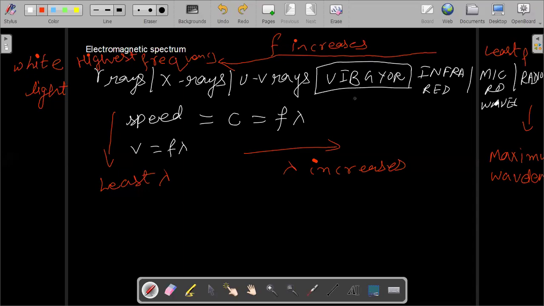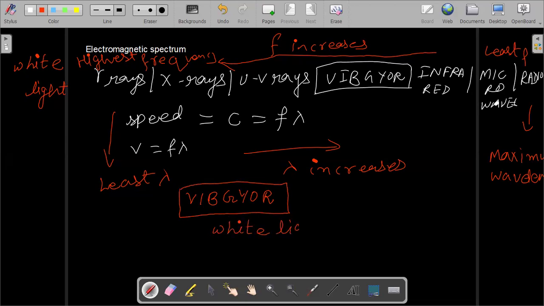Finally, we have the Vibgyor. Our Vibgyor is also called the spectrum of white light. Vibgyor constitutes violet, indigo, blue, green, yellow, orange, and red. And when all the colors are combined together, they constitute the white light. When we say white light, it means the light that we obtain from the sun. It is a mixture of all the 7 colors.